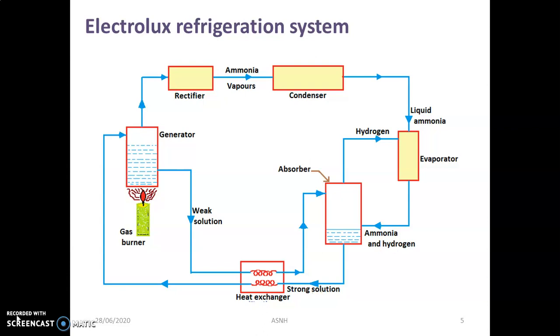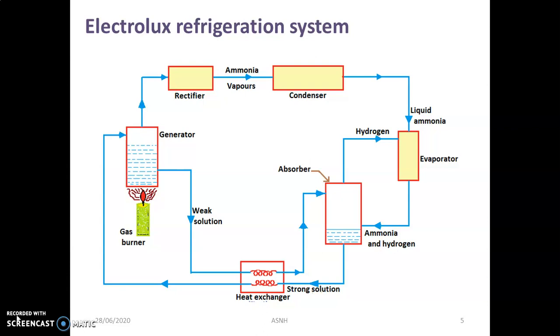The three fluids used in the system are ammonia, hydrogen and water. The main function of ammonia is as a refrigerant, because it possesses most of the desirable properties and is suited for the vapor absorption refrigeration system. No doubt it is toxic, but due to the absence of moving parts, there is very little chance of leakage, and the total amount of refrigerant used is small.